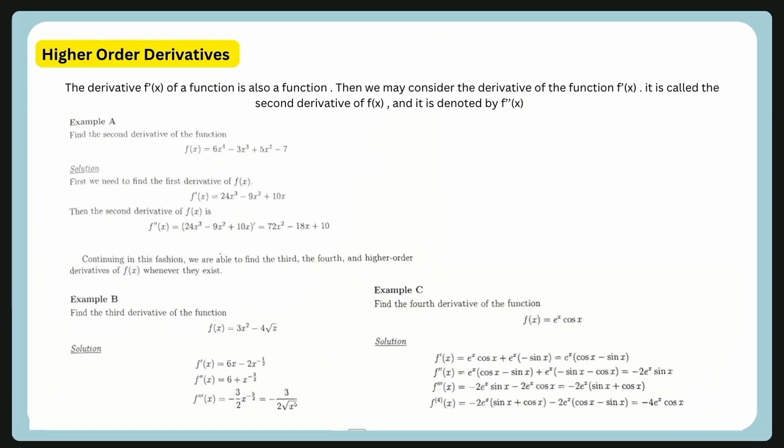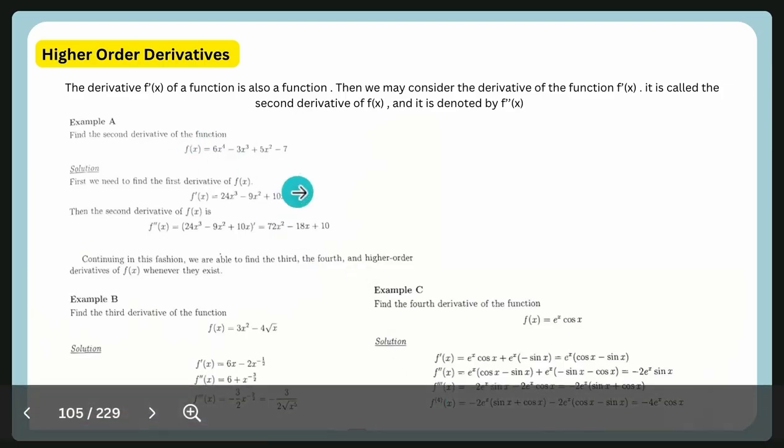The last part, we have the higher order derivatives. The derivative f prime of x of a function is also a function. Then we may consider the derivative of the function f prime of x, which is called the second derivative, denoted by a double prime. Some equations, especially in physics, need you to do second derivatives and then maybe also substitute some numbers in there in order to find the second derivative of the function.